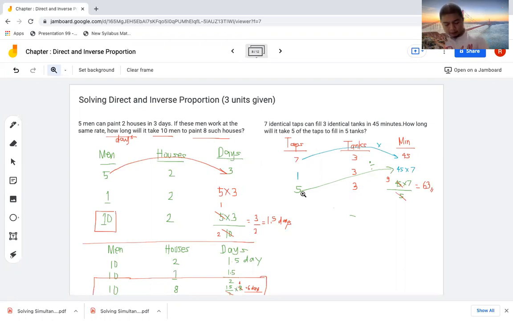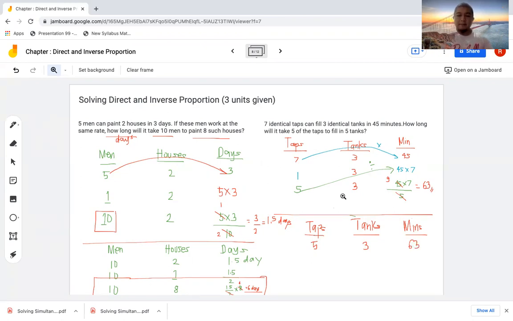So just like what I told you guys, the next part is for you to do the same procedure. So we're going to write taps, tanks, and minutes. So from here, the next thing that you guys are going to do is, number 1, write what you have written on the last portion. So 5 taps, 3 tanks, and 63 minutes.